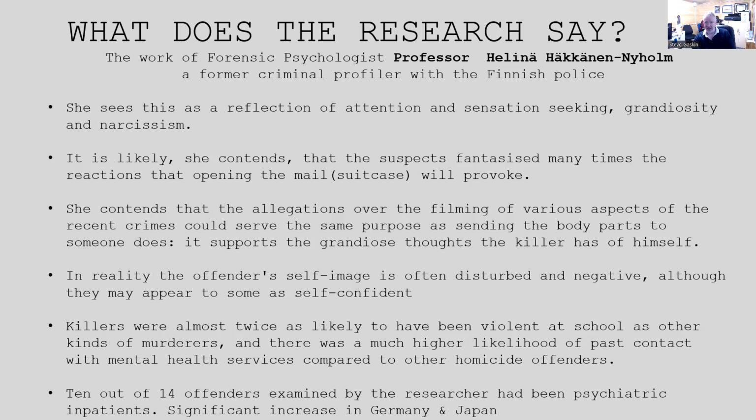Because I don't know about you, I would find it very difficult to even contemplate not only murdering someone, but after that then dismembering the body and placing it into a suitcase. There has been significant increases in these offences in both Germany and Japan.